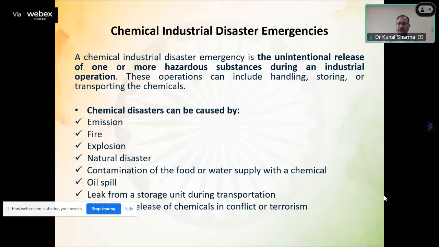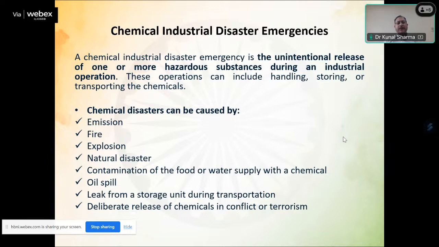For the definition part, I would like to iterate that it is chemical industrial disaster emergency. I have put in the heading "emergencies" rather than "management" because we can mitigate chemical industrial disaster emergencies in comparison to managing them. Any emergency in this field can easily be handled in a short duration.